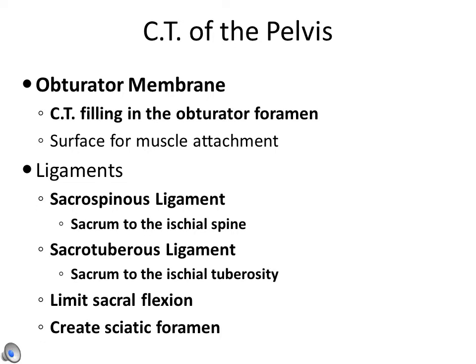The two main ligaments of the pelvis that I need you to know are the sacrospinous ligament, which attaches from the sacrum to the ischial spine, and the sacrotuberous ligament, which attaches from the sacrum to the ischial tuberosity. These ligaments limit sacral flexion, and they also create the sciatic foramen of which we discussed earlier.